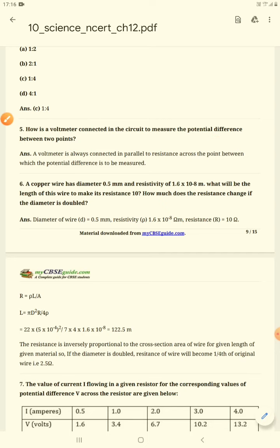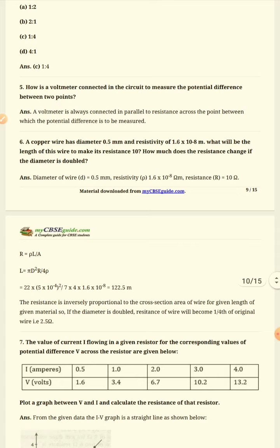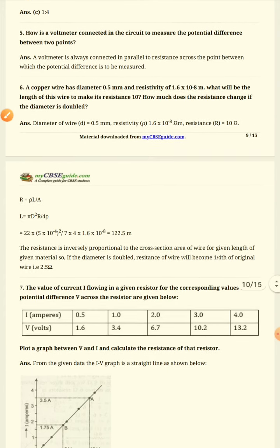Okay, so the answer to this question should be: a voltmeter is always connected in parallel to the circuit, or you can say a voltmeter is always connected in parallel to the resistance across the points between which the potential difference is to be measured.